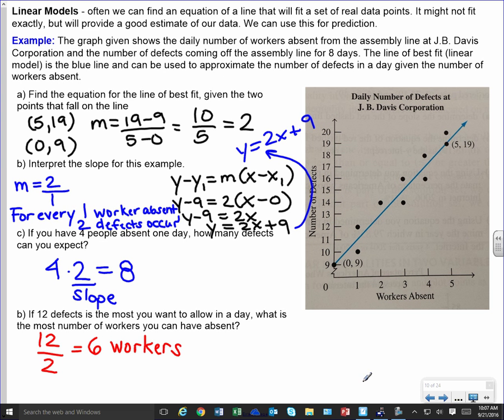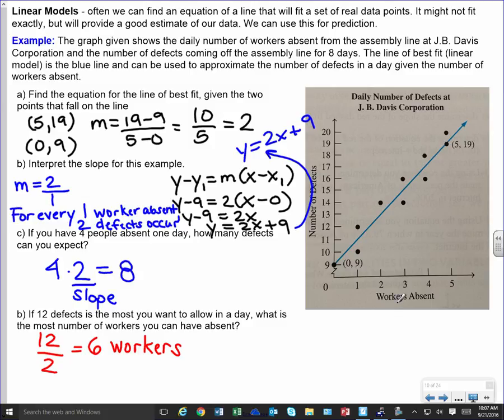Okay, so linear modeling. Often we can find an equation of a line that will fit a set of real data points. It might not fit exactly, but will provide a good estimate of our data, and we can use this for prediction. Okay, so this graph here shows the daily number of workers absent from the assembly line at a certain corporation and the number of defects coming off the assembly line for 8 days.